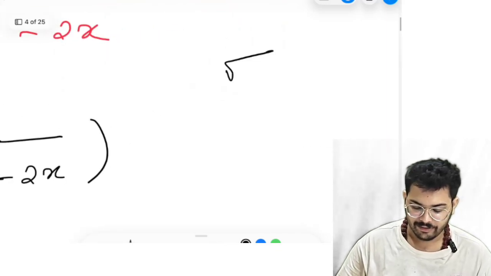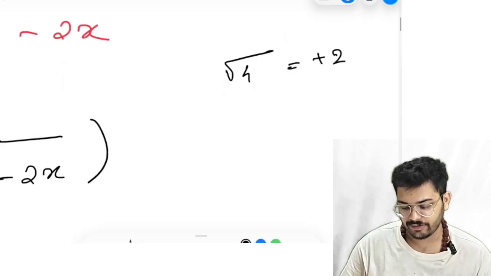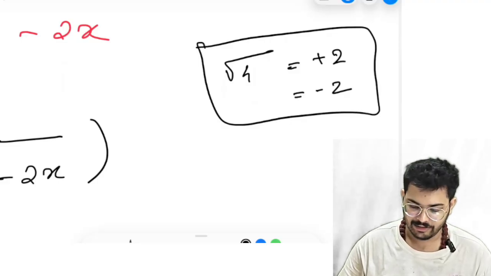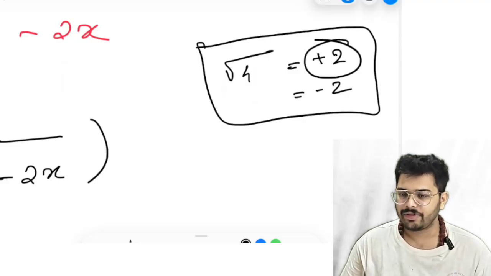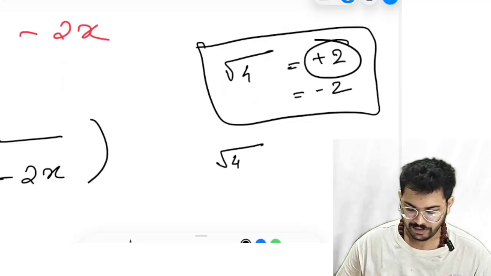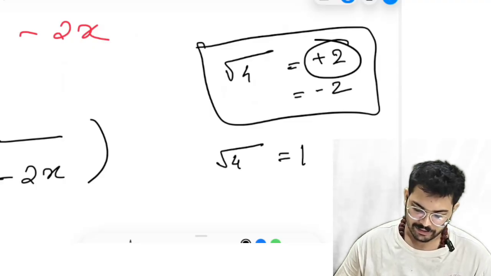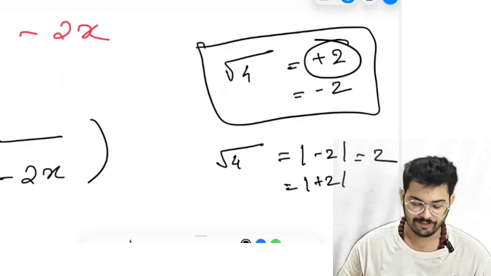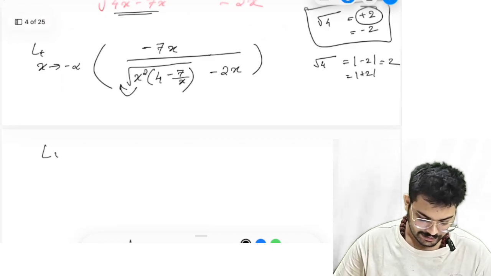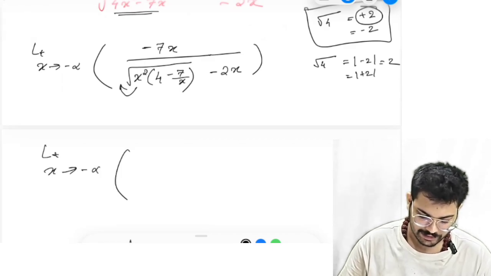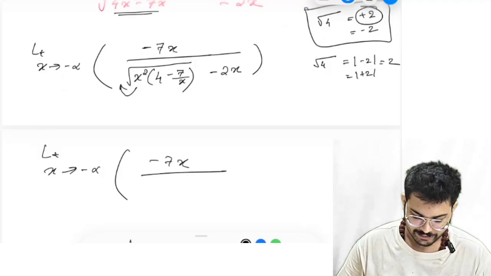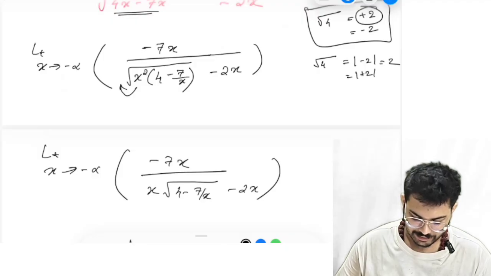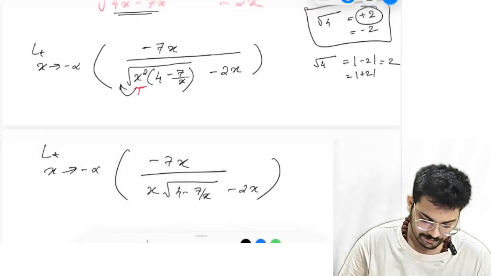Actually, what will be the value of root 4? Root 4 can have plus 2 and minus 2. When we do relations and functions and limits, we will directly take only the positive value. We will always consider the absolute value. Therefore, root 4 equals modulus of minus 2 or modulus of plus 2, which is equal to 2. We will only consider the absolute value. Therefore, when you take this x outside the bracket, it won't become an x. It can't be written as x into 4 minus 7 by x, minus 2x. You can't directly take this x outside the bracket.